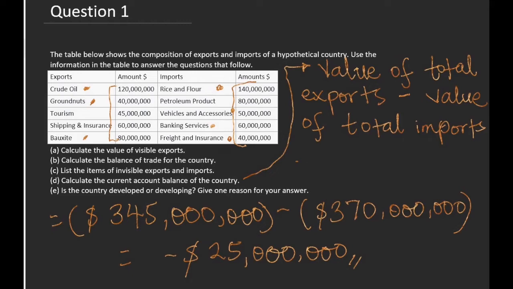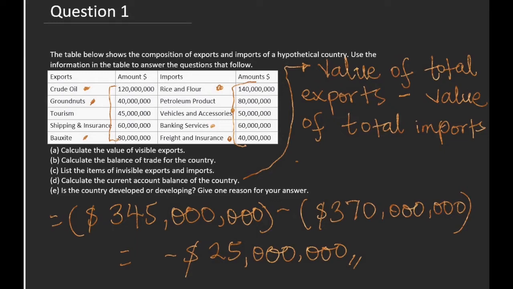From what we've done so far, it becomes very easy for us to tell if the country is developed or developing. But the instruction says, give one reason for your answer. If I ask you to give a reason, what would you say? The right answer is that the country is a developing one. This is because, 1, its exports are made up mainly of unprocessed primary products. You can see that at the export end.